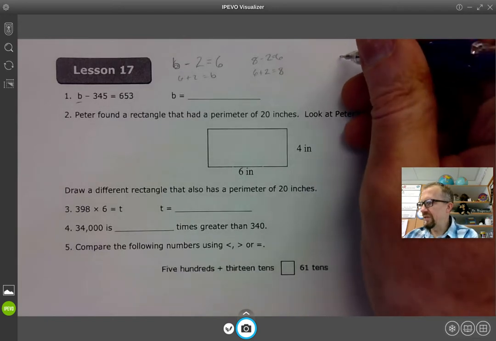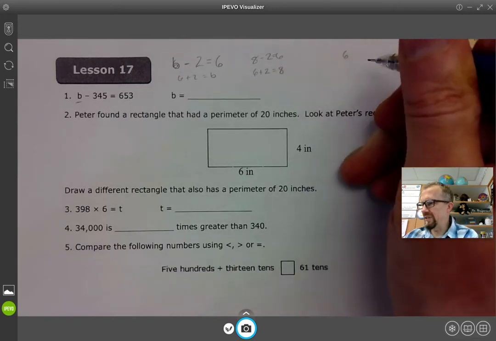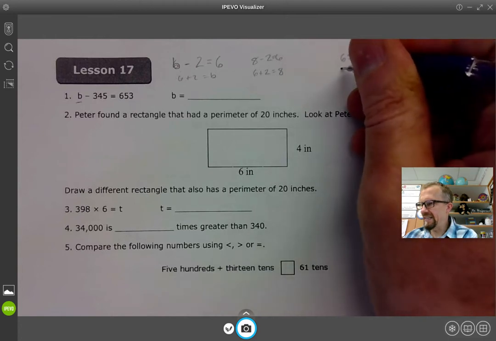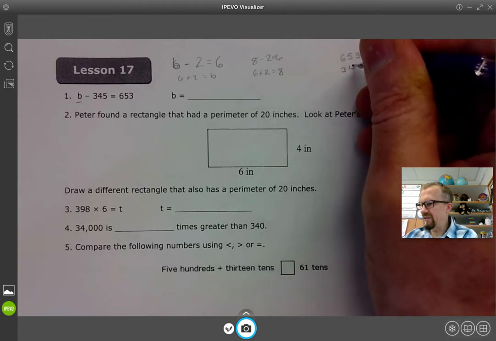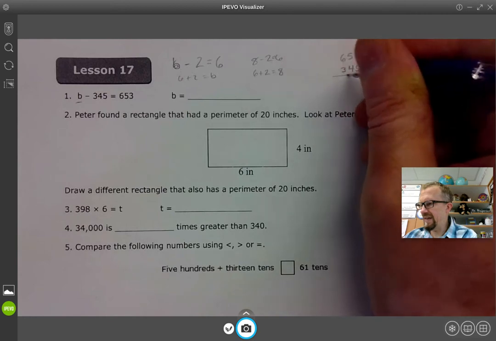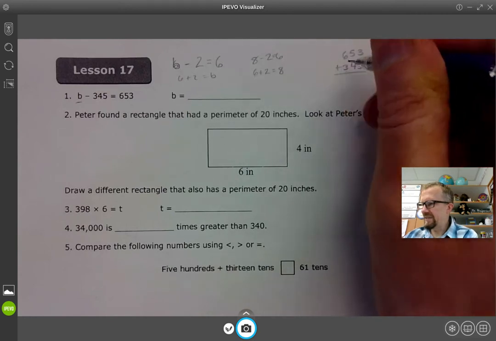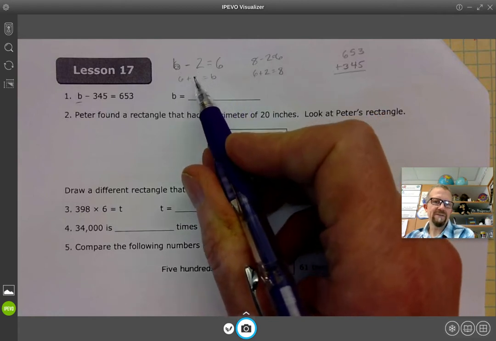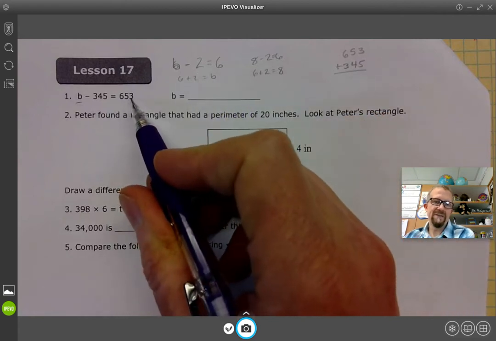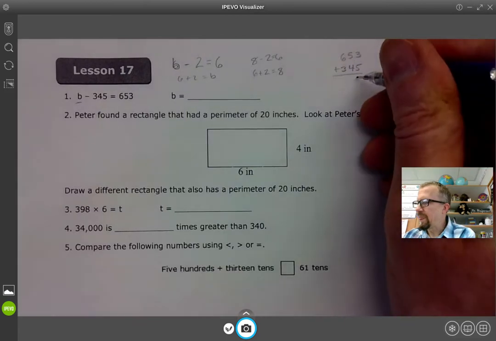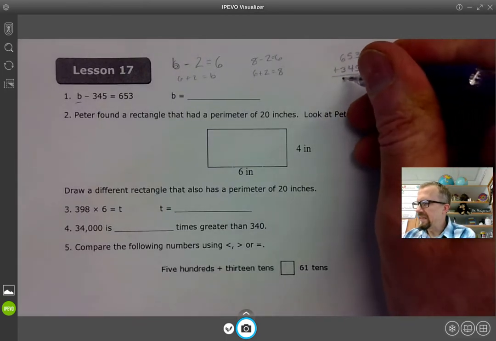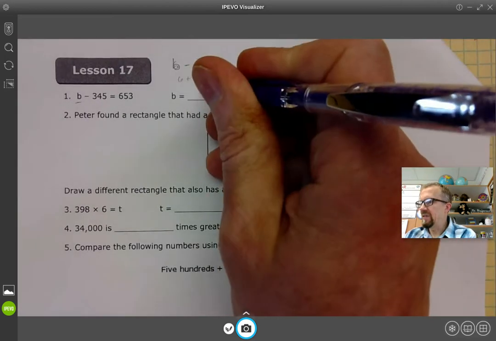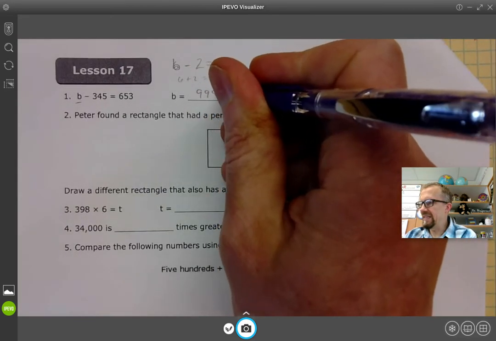And I'm sure you said in your class that you were going to take 653 and add it to 345, the same way that that would work to take 6 and add it to 2. We can take the 653 and add it to the 345. 8, 9, 9. So 998. We think b is 998.